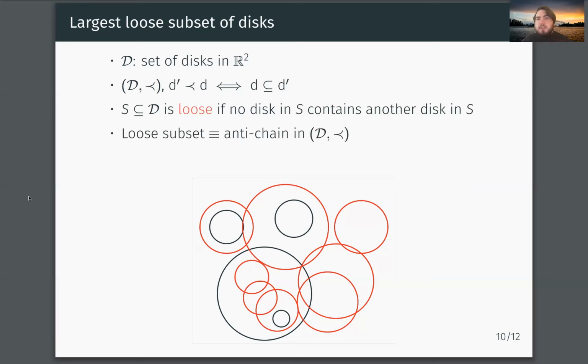So a loose subset corresponds to an antichain, and in particular, I just want to highlight that you should compare this to the independent set problem, which is known to be NP-hard, right? So here the disks are allowed to intersect, but no containment is allowed. And perhaps without the context of antichains, you would suspect that computing the largest loose subset is NP-hard, just like the corresponding independent set problem. So it's quite surprising that you can find the largest loose subset in polynomial time, whereas the independent set problem is NP-hard.